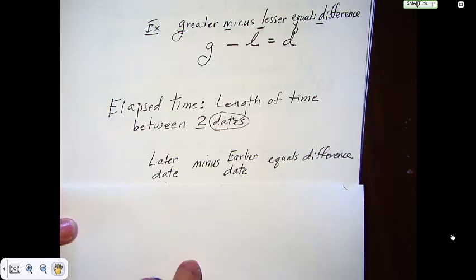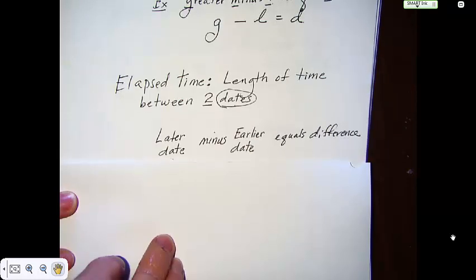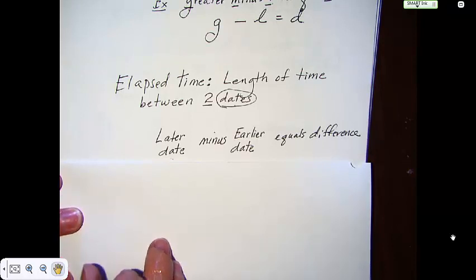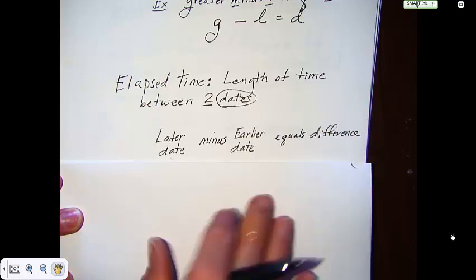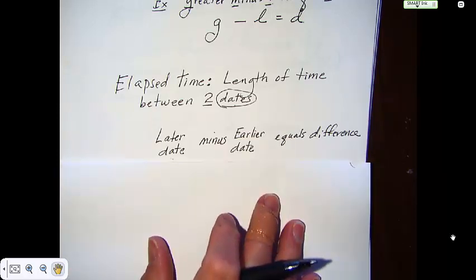When you're figuring elapsed time, you're going to take the later date minus the earlier date, and then that ends up equaling the difference. And I'm going to explain that a little bit more here in just a minute. But you need to write this down because when you're beginning to try to figure these kinds of problems out, this will be what you'll want to do.